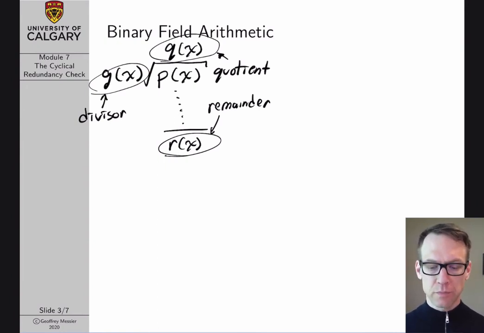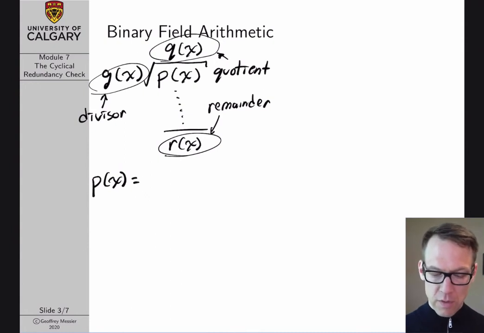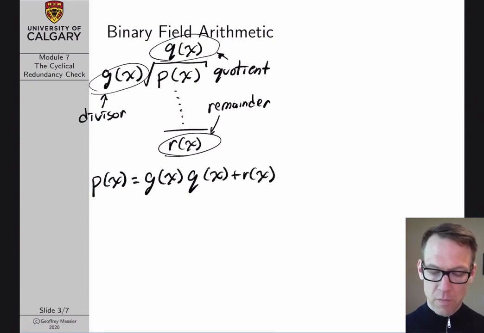And so we can actually take the quotient, divisor, and remainder and use it to reconstruct our original polynomial. So our polynomial p of x is equal to the divisor multiplied by the quotient plus the remainder. And if you need to, you can do some examples just with whole numbers to refresh yourself, or Google something like that. So what I'm going to do now is an example with real polynomials.